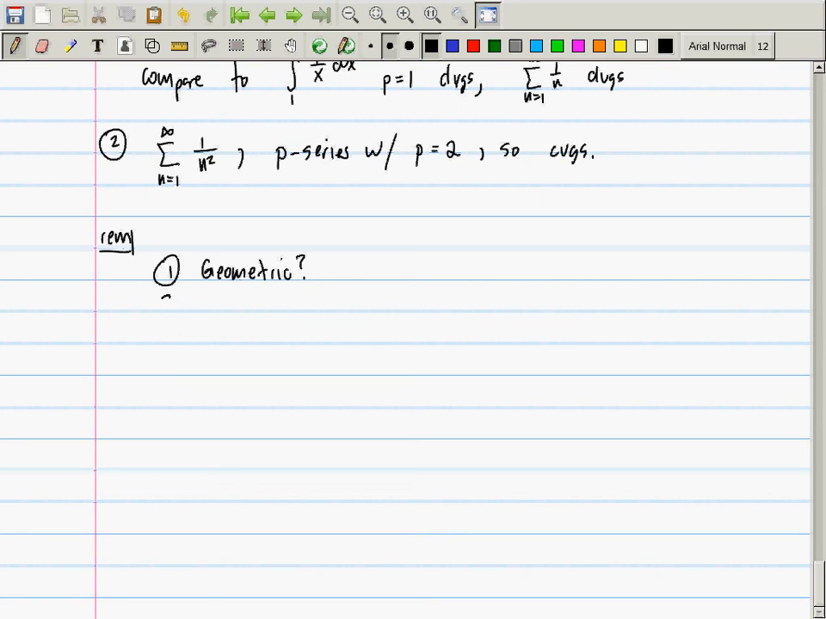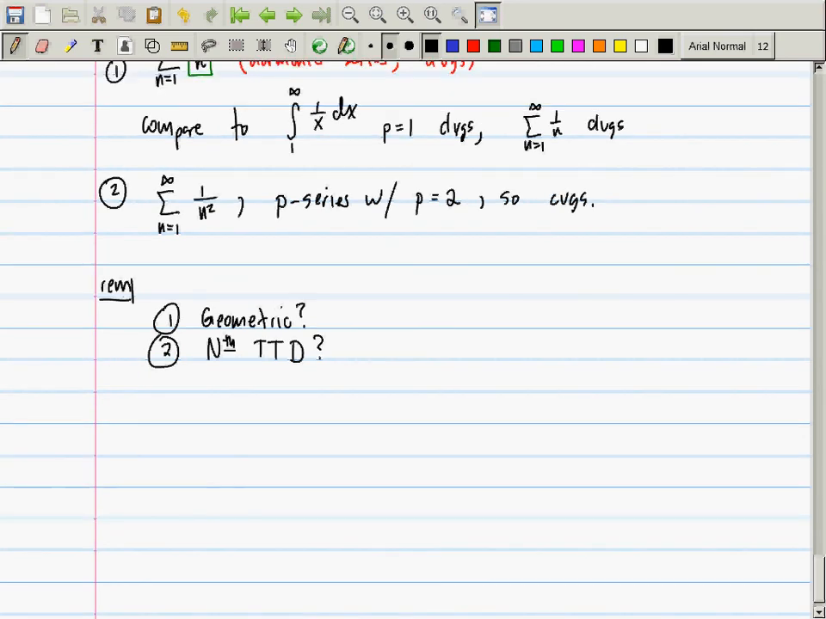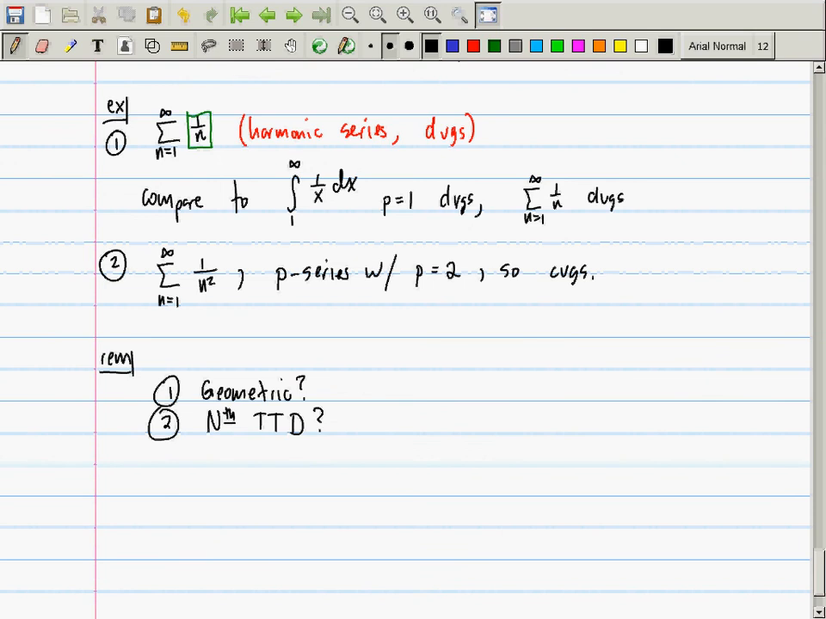Okay, if it's not geometric, then you see if you can use the nth term test for divergence. If you compute the limit of the nth term and the limit is not 0, then it diverges. No more consideration necessary. That's as opposed to this example: what is the limit of the nth term in the harmonic series? The limit of the nth term is 0, so what can the nth term test for divergence tell you? It tells you nothing at all.